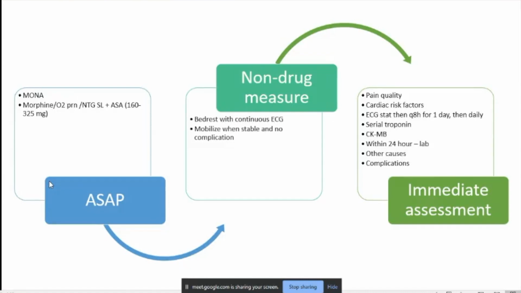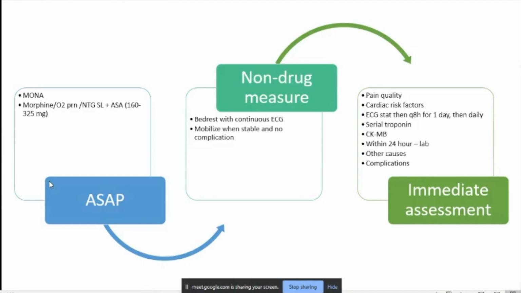So we said yesterday in antiplatelets, aspirin 160 to 325 milligrams is given in acute myocardial infarction to decrease mortality, right? So again, we give the aspirin. This is the first thing, as soon as possible, we have to do this. What we start the patient on, we call MONA: morphine, oxygen, nitrate, aspirin. All good? Okay.